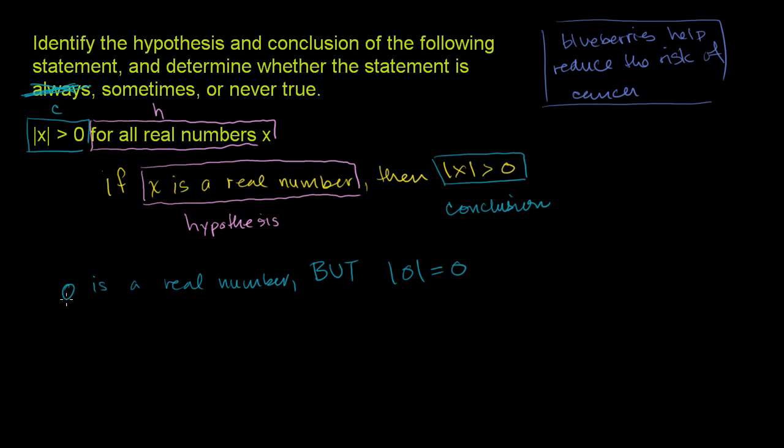Now, if you pretty much have any other real number, this will be true, because any other real number is some distance away from 0. That's what the absolute value measures. So if you took a 1 or a -1 or whatever, the absolute value of those are greater than 0. So this is sometimes true.